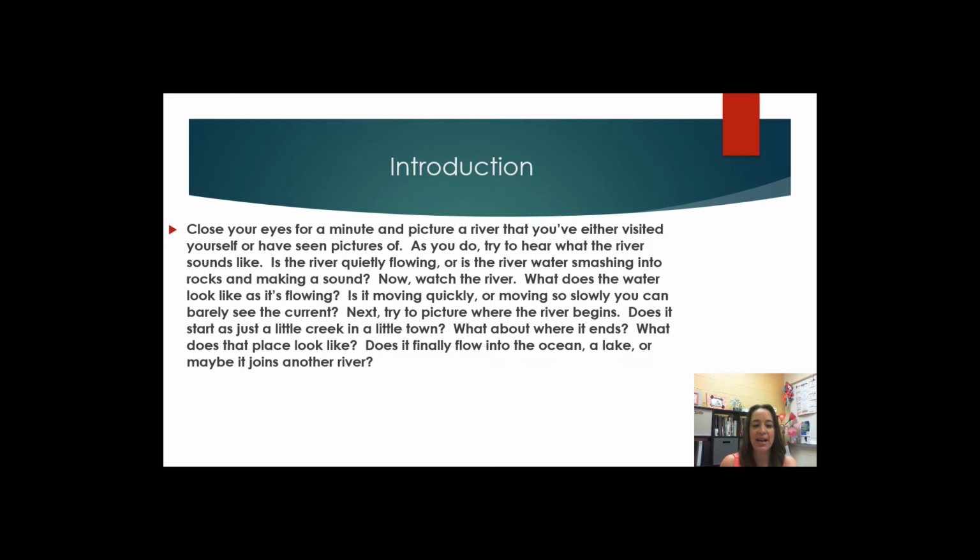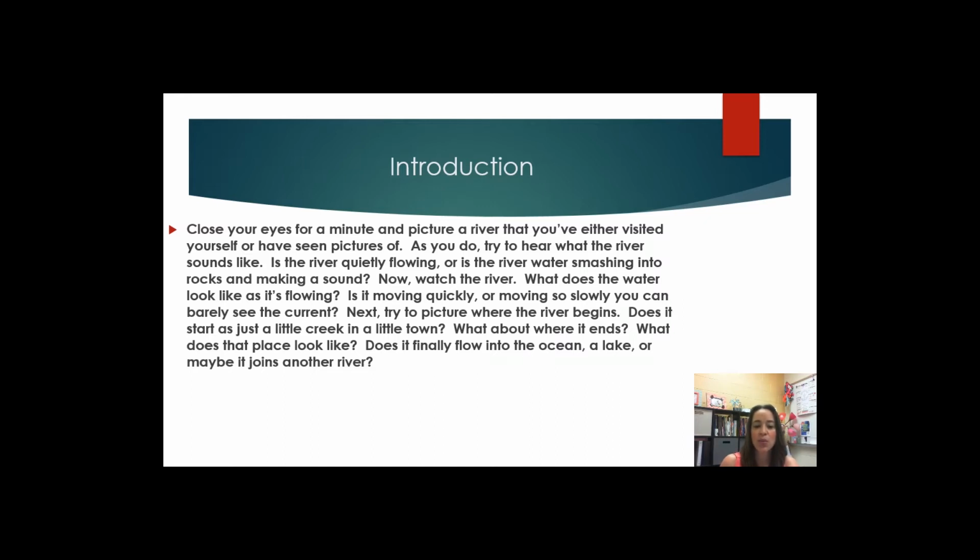Close your eyes for a minute and picture a river that you've either visited yourself or have seen in pictures. As you do, try to hear what the river sounds like. Is the river quietly flowing, or is the river water smashing on rocks and making a sound? Now, watch the river. What does the water look like as it's flowing? Is it moving quickly or moving so slowly you can barely see the current?